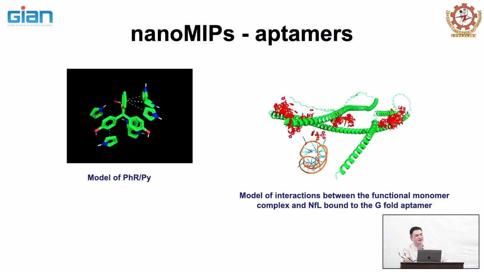The nanoMIPs, as I said, are the system that's been practiced in my lab, wherein we are using highly porous gold as the nano system, and the molecularly imprinted polymer is that of phenol red and pyrrole, which we polymerize into polyphenol red and polypyrrole as well. And the aptamers are the ones that have been selected using a particular technique called SELEX. That's basically an acronym. That's how you select the aptamers, right?